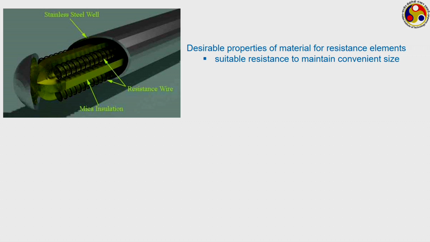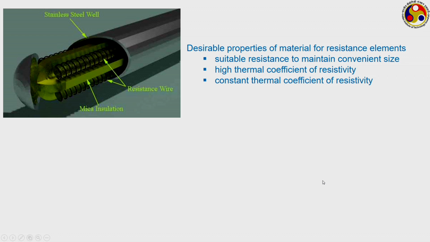If the value of the resistance is small, then we need a very large length of conductor, which may not be suitable for the application. So we want high resistance so that it is suitable to maintain a convenient size of the instrument. A high thermal coefficient of resistivity is definitely desirable, so that for every small change in temperature we can have a large change in the resistance, leading to a significant change in the voltage output from the bridge circuit, and hence high sensitivity. A constant thermal coefficient of resistivity is also very important. As we have seen from the graph, platinum gives a reasonably constant value, so that resistance changes following a straight line or near straight line with temperature.